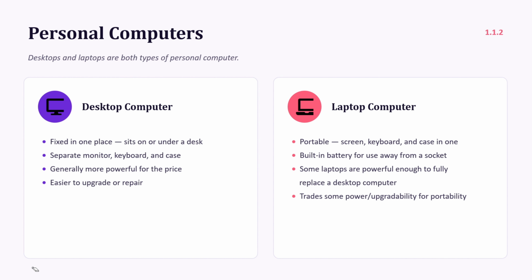Next, personal computers. This covers two types, desktop computers and laptop computers. A desktop computer is fixed in one place with a separate monitor, keyboard, and case. It is generally more powerful for the price and easier to upgrade and repair. A laptop is portable. The screen, keyboard, and case are all built into one unit with a battery, so you can use it away from a power socket.